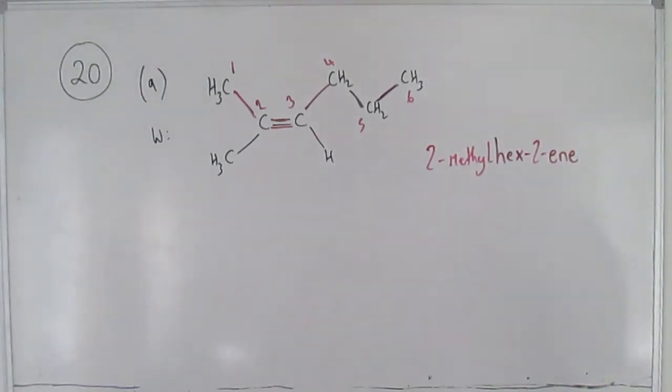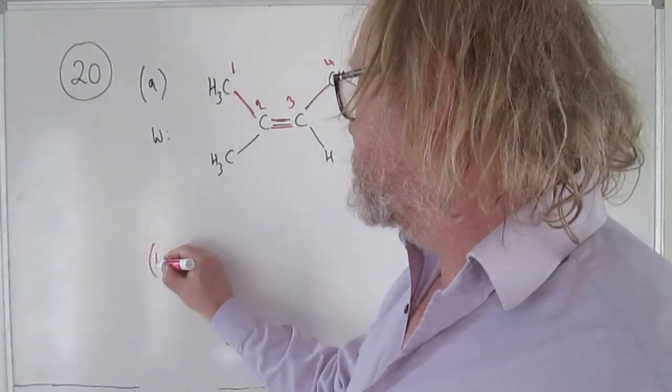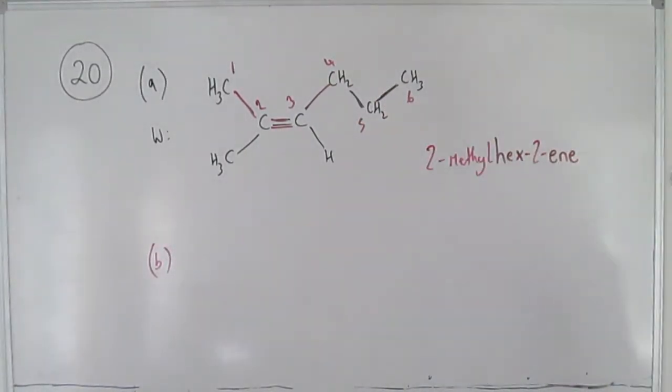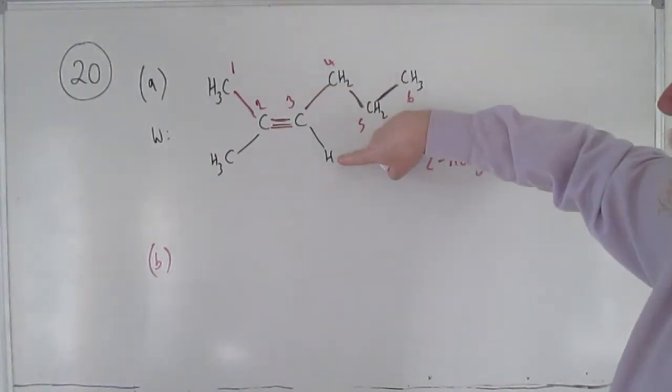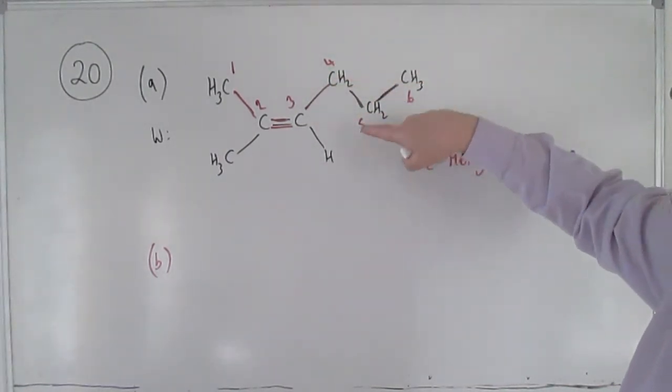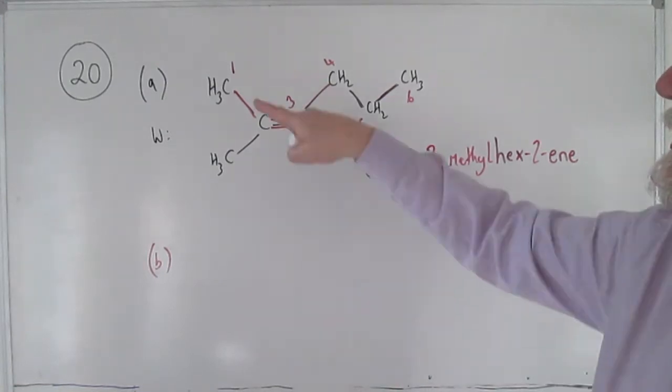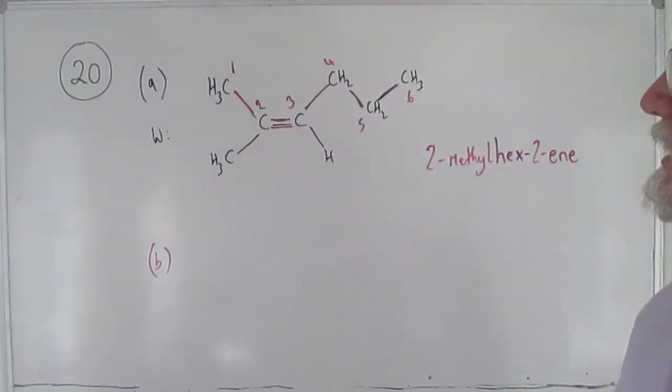And then in part B, it asks us to explain why this compound doesn't exist as a pair of stereoisomers. So that's asking about EZ. Stereoisomers in the context of alkenes, remember, means EZ isomers. And the requirement for that is that you have to have 2 different groups attached to each of the carbons of the double bond. And you can see that's true for carbon 3, because hydrogen is different from propyl, but it's not true for carbon 2, because it's got 2 methyl groups attached.